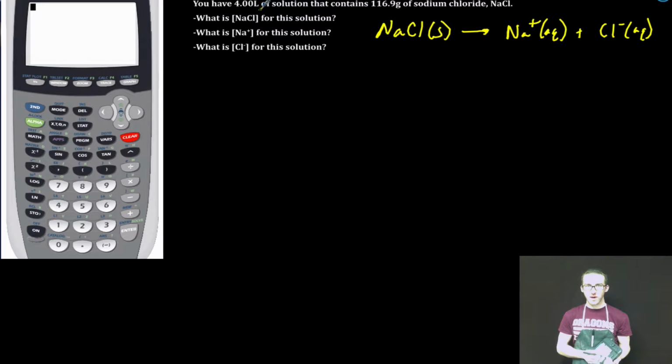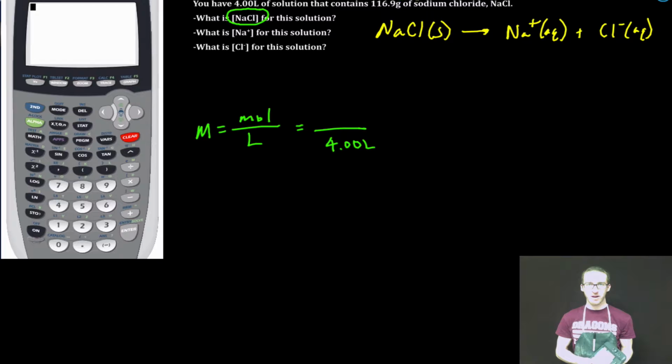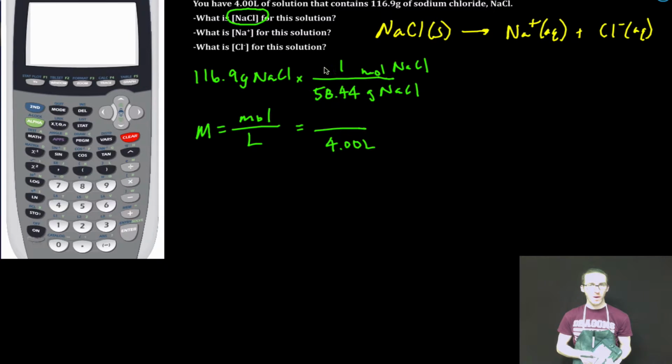Boom! Now the first thing we're asked to solve for is the molar concentration of sodium chloride. And recognize that the molarity formula is equal to number of moles of solute per liter of solution. Well, we know that the liters of solution is 4.00. We're given that directly in the problem. In order to determine how many moles are in that 4 liters, I need to take my 116.9 grams of sodium chloride and first convert it to moles. So I'm going to set up a quick conversion using the molar mass from the periodic table for sodium chloride.